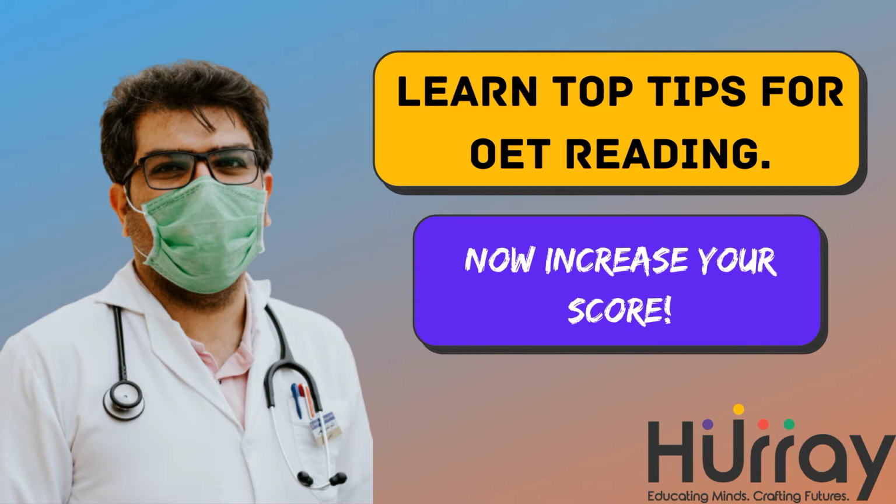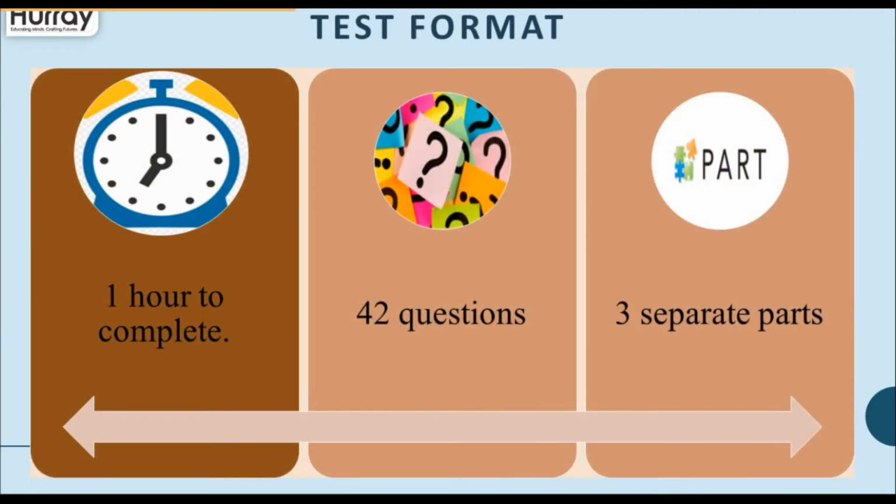Now we are going to learn about the reading subtest in Occupational English Training. Let's look at the test format for the OET Reading subtest. The reading subtest is 1 hour and has 42 questions with 3 separate parts.